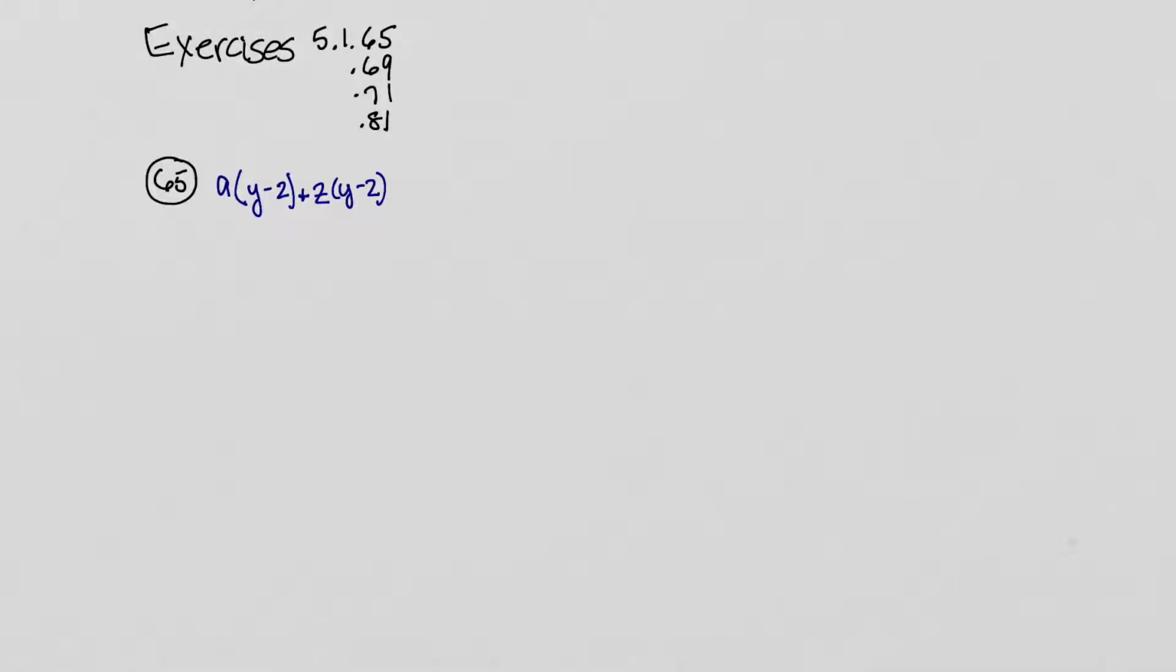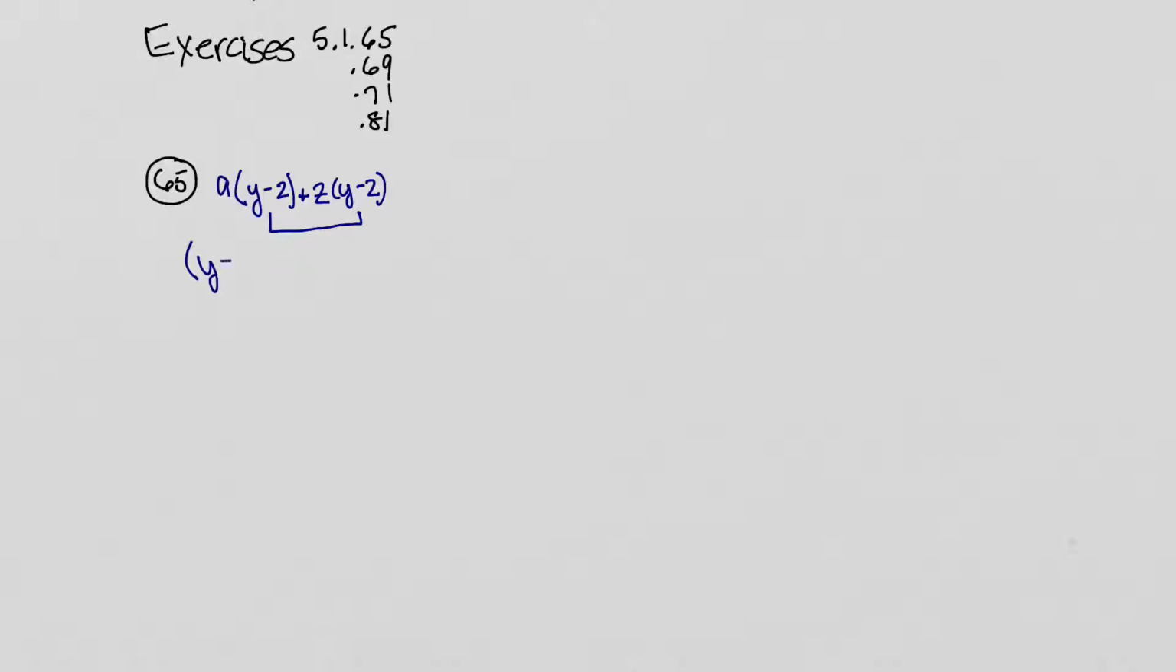Problem number 65 asks us to factor this two-term expression, a times y minus 2 plus z times the y minus 2. Now, it may look a little bit more complicated than the other ones we've done, but it's the same idea. What's common to both these terms? Well, it's pretty clear here. You can see this y minus 2 here and a y minus 2 here. So we've got that y minus 2 in both of those terms, so let's take that out.